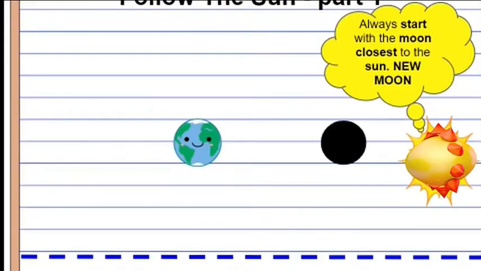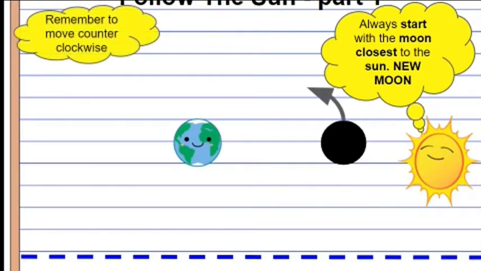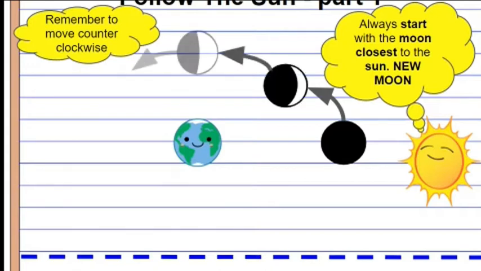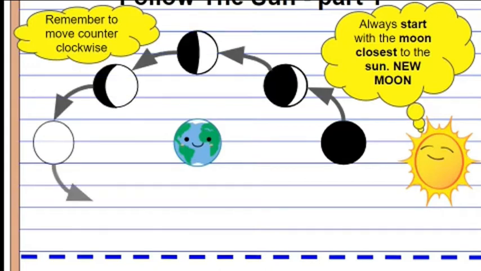Next, you're going to want to start with the sun and the moon closest to the sun. Remember, your moon closest to the sun is always going to be your new moon and is always going to have 0% luminosity. After that, remember to move counterclockwise and fill in the lunar cycle the way you have them on your notes.